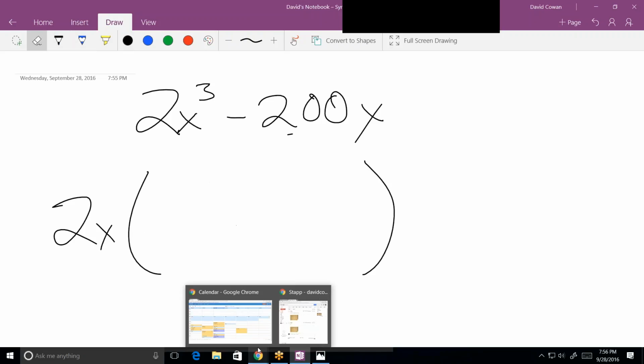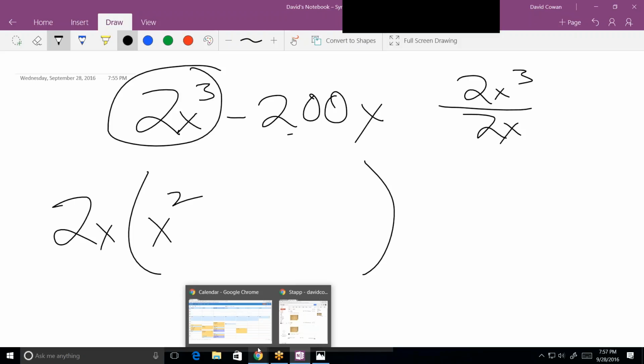You can only do one thing. You've got no choices. What's 2x cubed divided by 2x? 2x to the second. No, the 2's cancel. It'd be just x squared. Now, multiply those 2 back together again. Do you get that? That's what you always want to be doing. Never go to the next step until you've done that step.